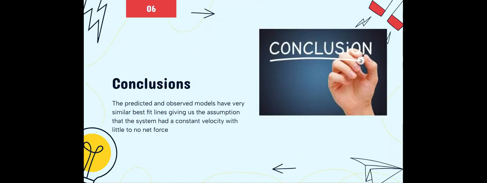So what are our conclusions? The predicted and observed models have very similar best fit lines, giving us the assumption that the system had a constant velocity with little to no net force.